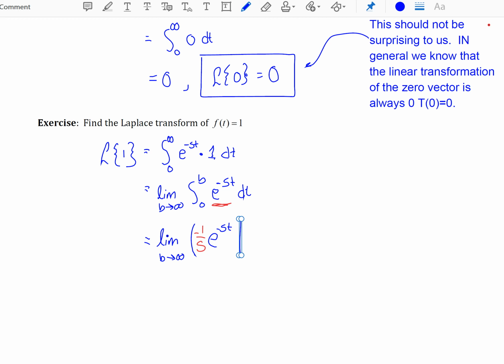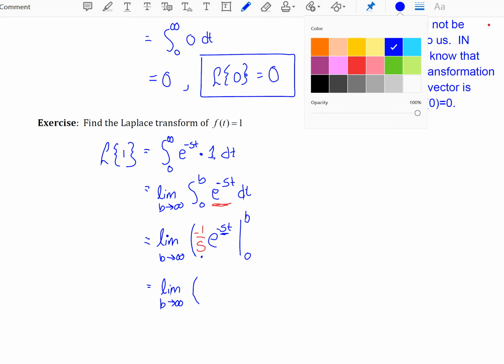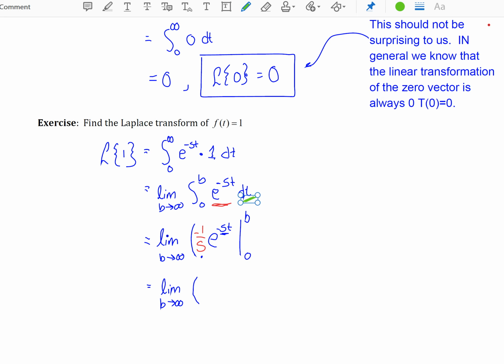The derivative of e to the negative st is e to the negative st, times by the chain rule, the derivative of this exponent, which would be negative s, which would cancel this coefficient we added. And we're going to be evaluating this antiderivative on the interval 0 to b. Now, of course, the fundamental theorem of calculus tells us evaluate your antiderivative at the upper limit minus the lower limit. So when we evaluate the upper limit, you need to remember we're integrating with respect to t. So our limits go in for the t variable.